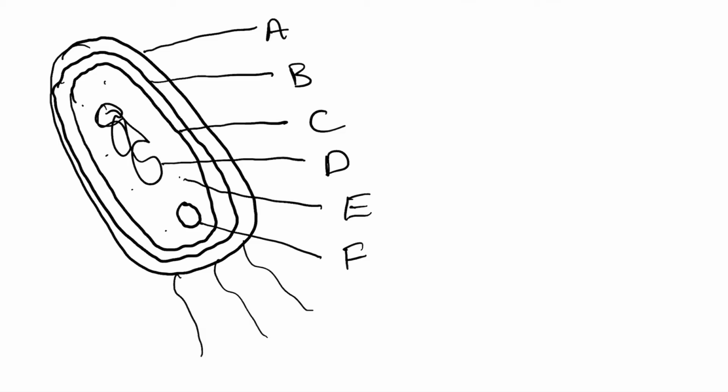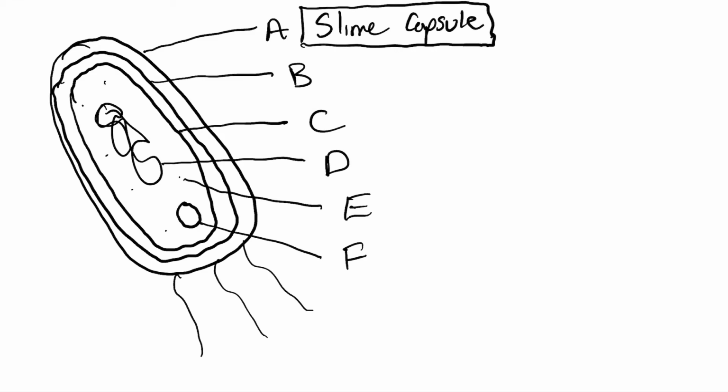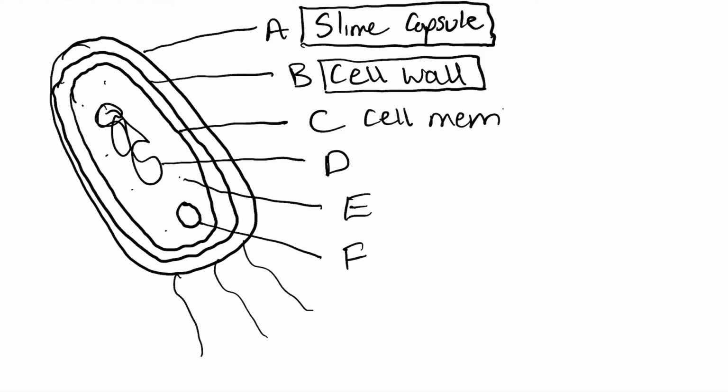Okay, so with A, you should have got the slime capsule. Now the slime capsule is a protective layer for the cell. Moving in one, you would have had the cell wall, which provides structure and support to the cell. C is the cell membrane. Now this controls what enters and leaves the cell.